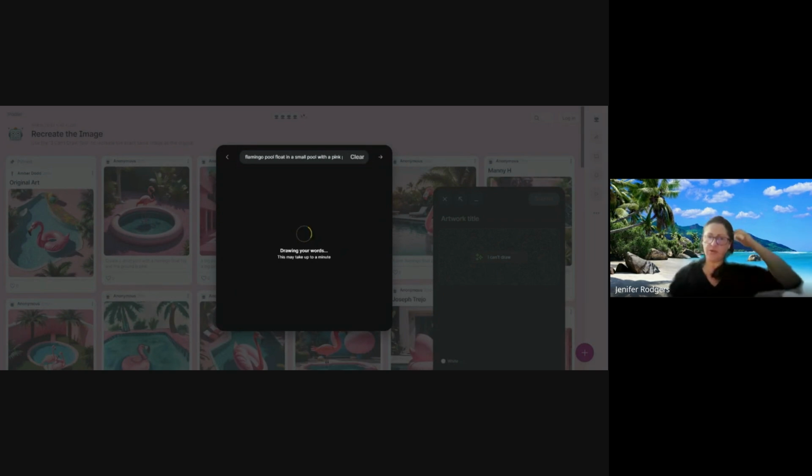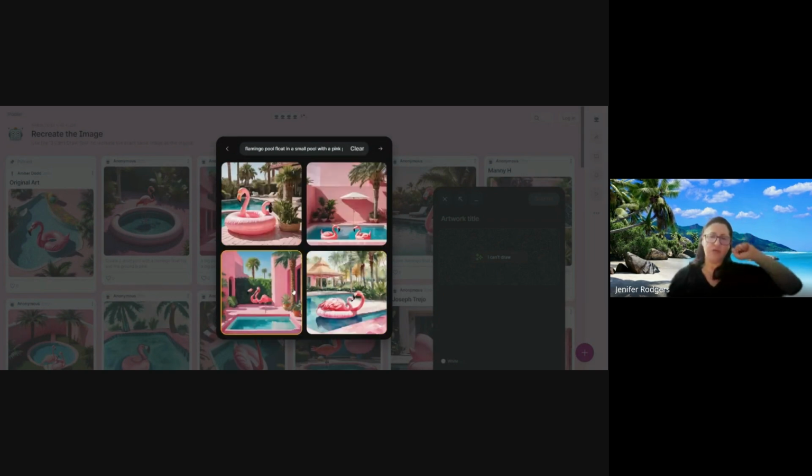So one thing to know about AI image generation is you're never going to get exactly the same thing that somebody else got. It's never going to happen. And it opens up a conversation for students about, one, how you can't recreate somebody else's work, right?